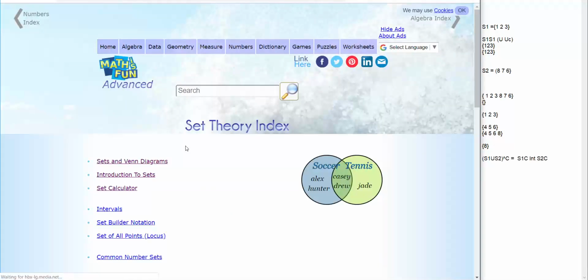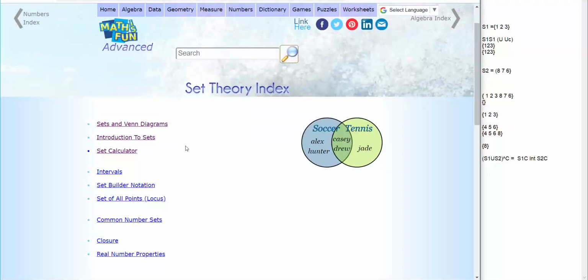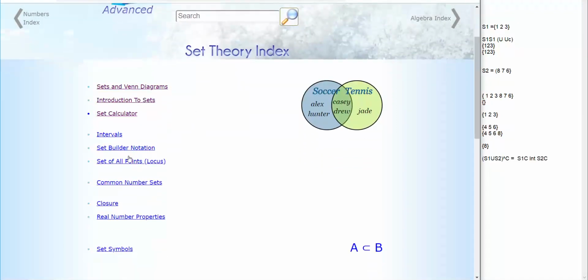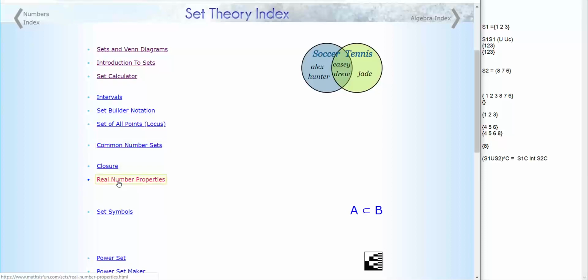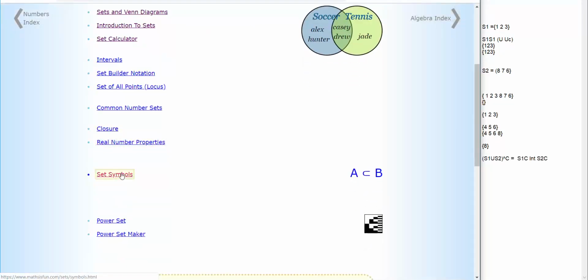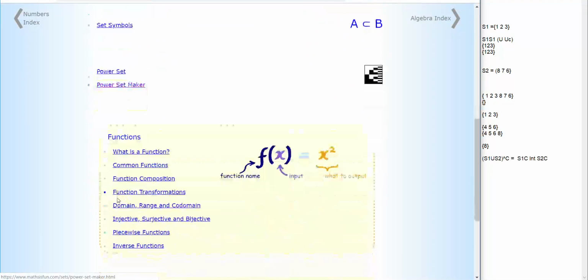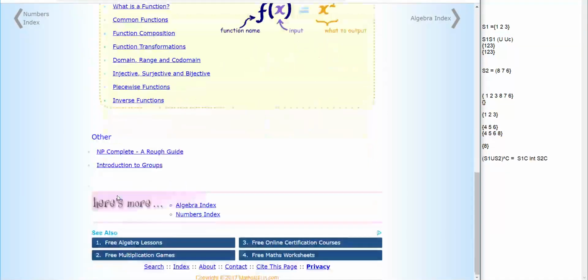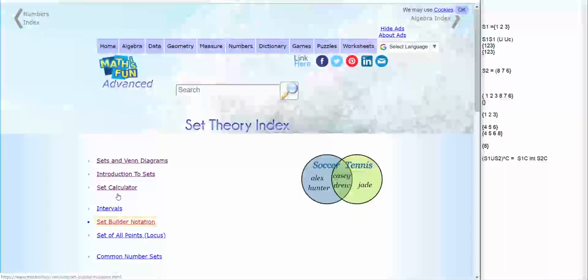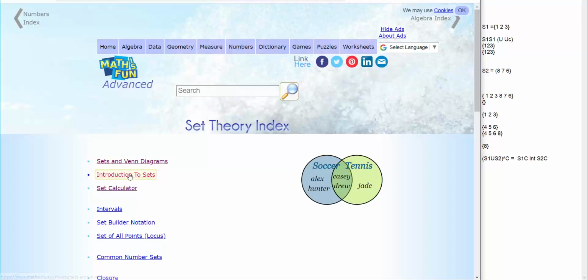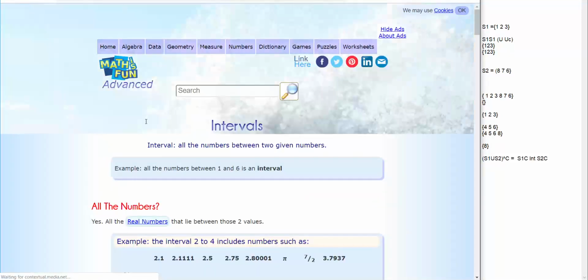I've seen this, but I can't remember what. Yeah, so this is the index. Okay. Set builder notation, set of all points, locus, common number sets, real number properties, set symbols, power set maker. It's a function. Set theory index. Okay, so let's see what this interval topic is all about.